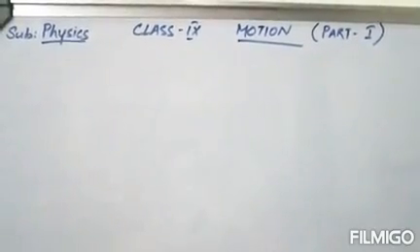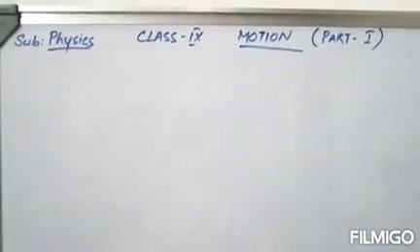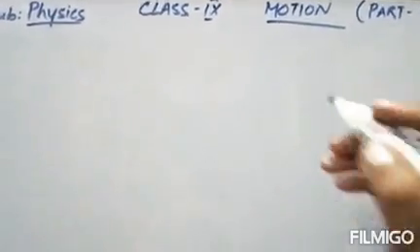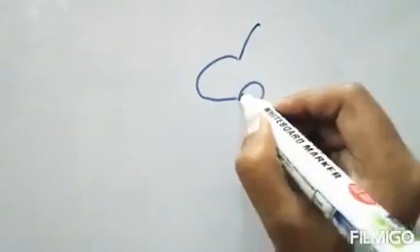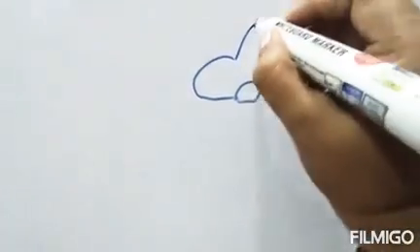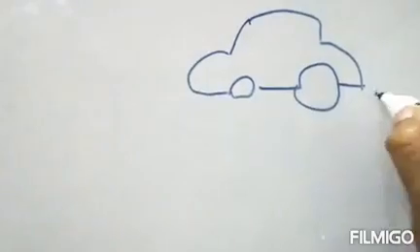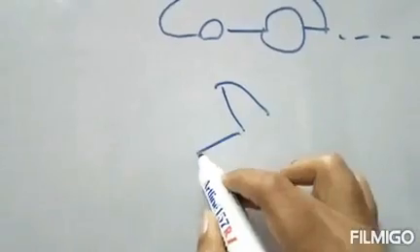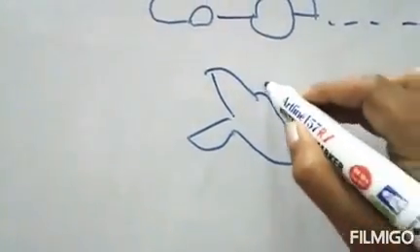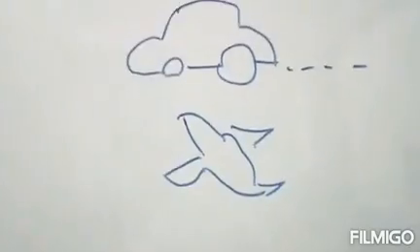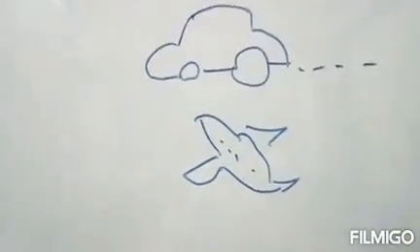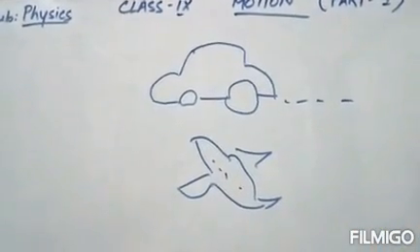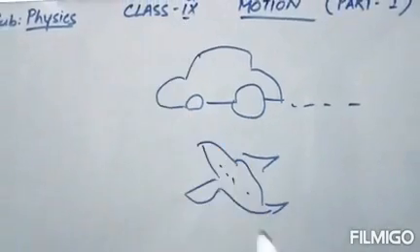Let's begin with the first chapter of physics of class 9, that is motion. So when I say motion, what comes to your mind? A car moving. I'm not good at drawing, but a car that is moving. Or a plane flying high. So a car moving, that is in motion. A plane flying, that is also in motion.